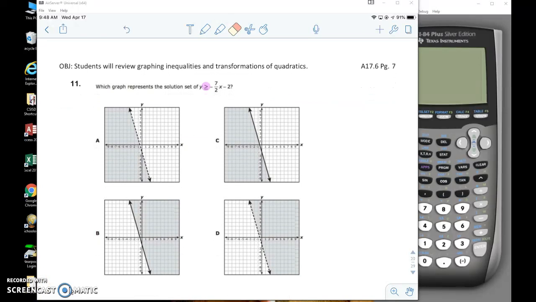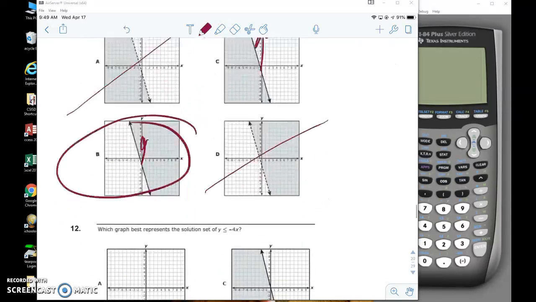Okay, number 11, you should have automatically crossed off A and D because we need a solid line and that is dotted. It is greater than, so you needed to have shaded above the line. The correct answer should have been B.